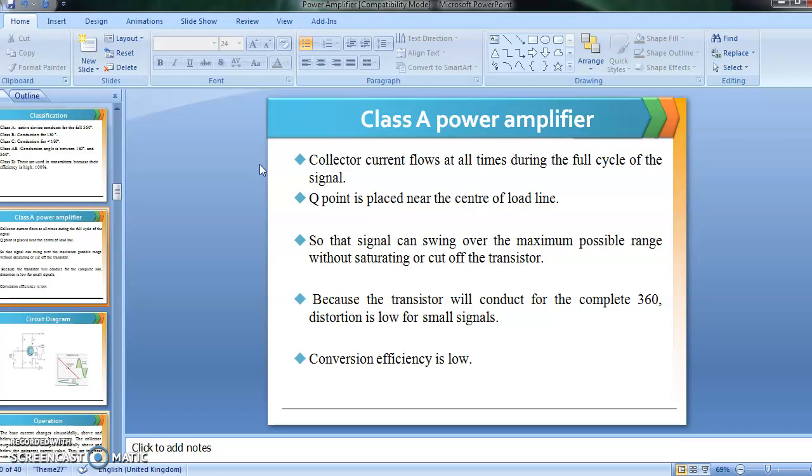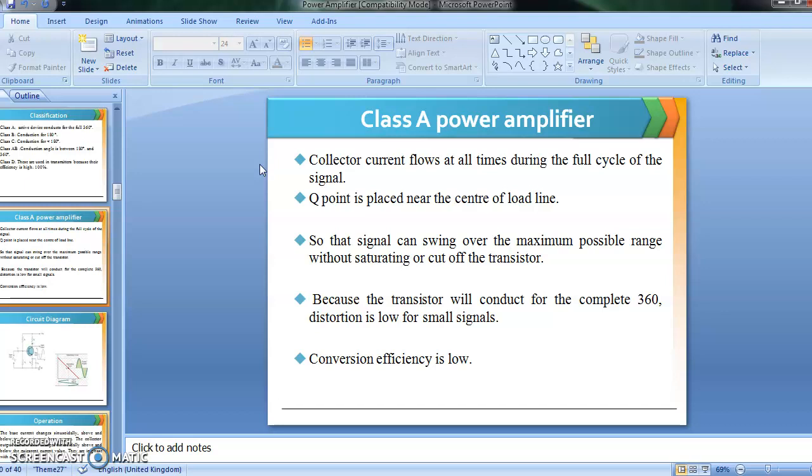If the Q point is at the center of the load line, then the output will have both positive cycle and negative cycle, so that the signal can swing over the maximum possible range without saturating or cutting off the transistor. In that case, the transistor is always in the active region. The transistor never goes into the saturation region or the cut off region, so the transistor will conduct for the complete 360 degrees. So here distortion is very low.